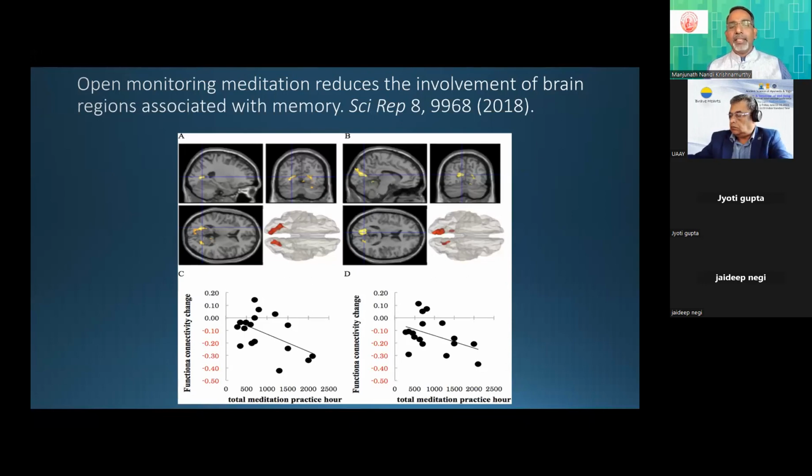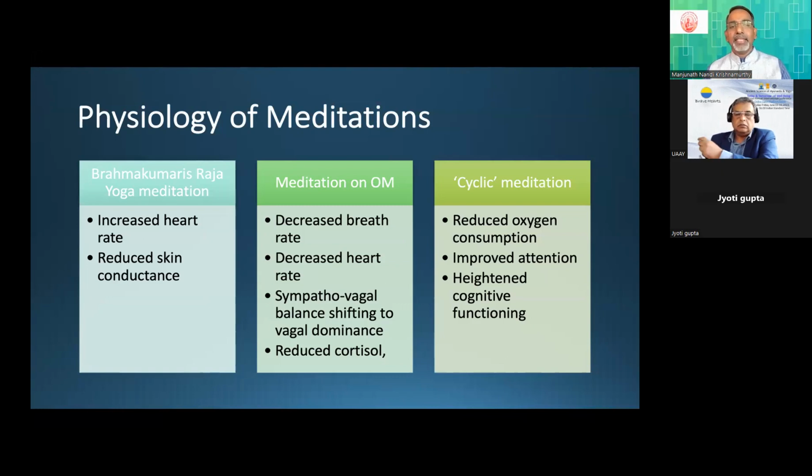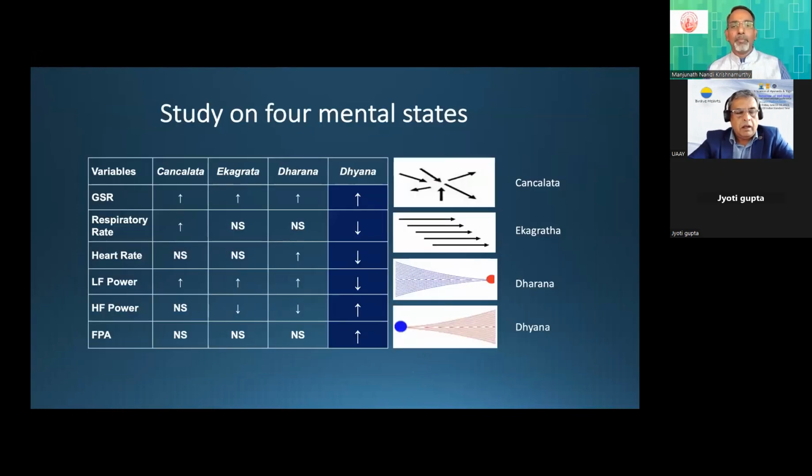You can also see there is a lot of inhibition, reduction in activity, in the other areas of the brain. Apart from just looking at the function, we have also looked at several studies looking at other functions like autonomic functions, comparing various other meditation techniques like Brahma Kumari Raja Yoga meditation, Om meditation, cyclic meditation, etc. Probably we have a little more than 1,000 meditation types.